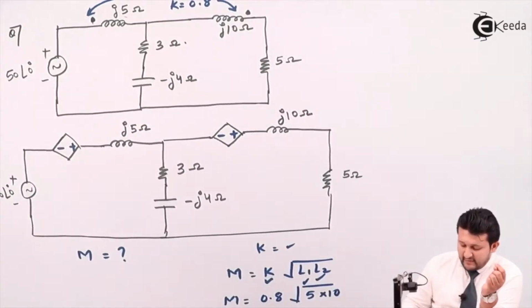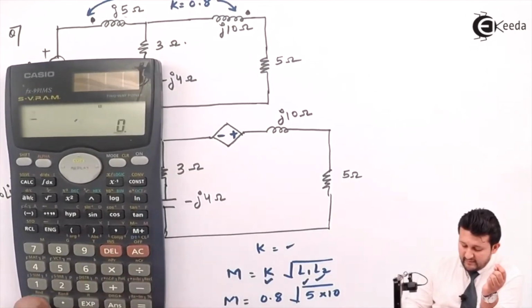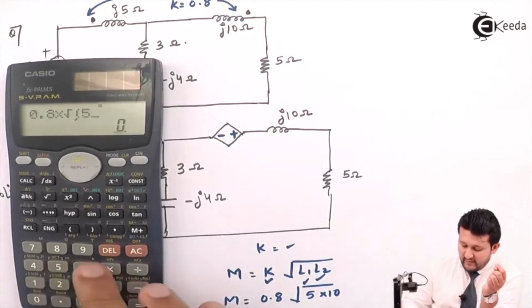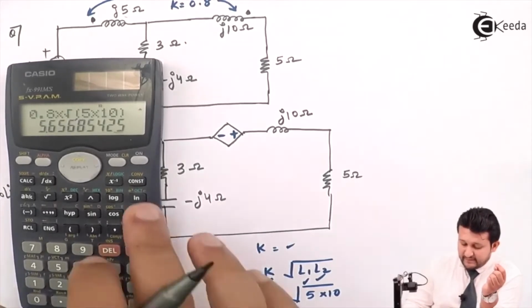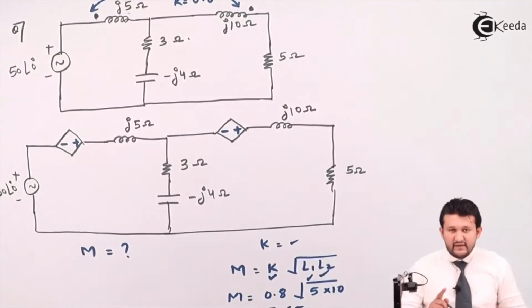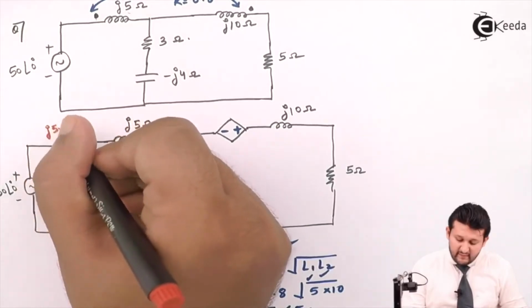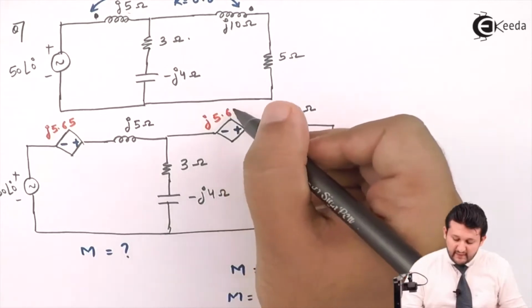Simplify it, my dear friends, using a calculator in com mode: this will be 0.8 into root bracket, since there are 2 terms, 5 into 10 bracket close. So the value which you get is 5.65. So that is the value for your voltage source. Your voltage source is always written in imaginary form, so it is given as J 5.65. Again over here it's written as J 5.65.